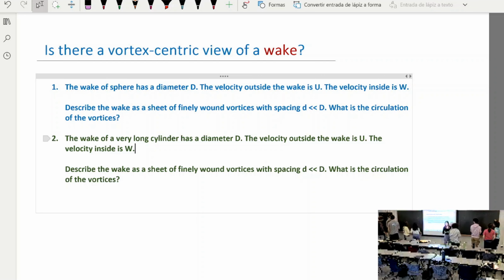So let's look at the wake. Let's say several D downstream of the cylinder, where the wake is no longer getting influenced by this, then it would just be U, right? So basically we're looking at a place where outside is still U, inside is W. And the main question is how the vortices look, because they can no longer wind like circles, right?